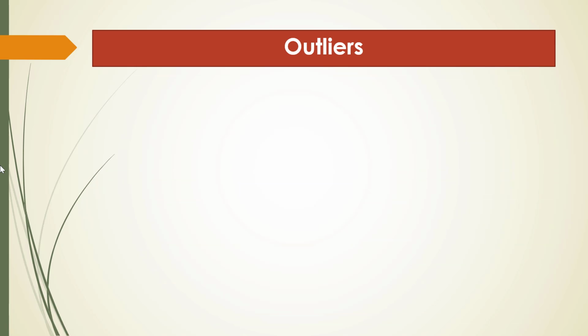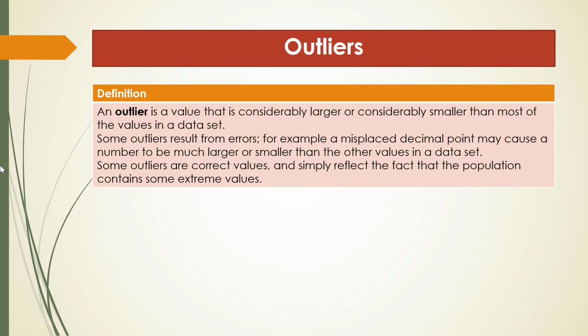Next, outliers. An outlier is a value that is considerably larger or considerably smaller than most of the values in a dataset. Some outliers result from errors. For example, a misplaced decimal point may cause a number to be much larger or smaller than the other values in the dataset. Some outliers are correct values and simply reflect the fact that the population contains some extreme values.